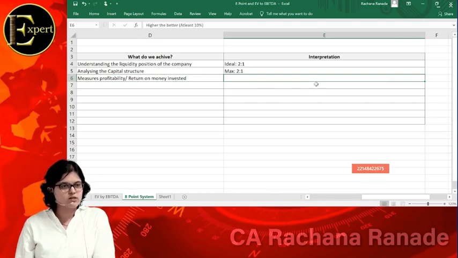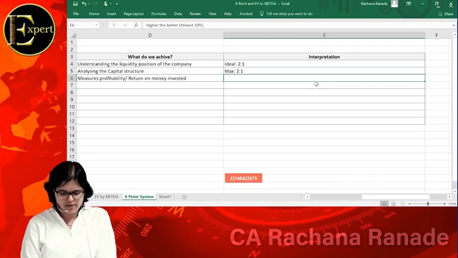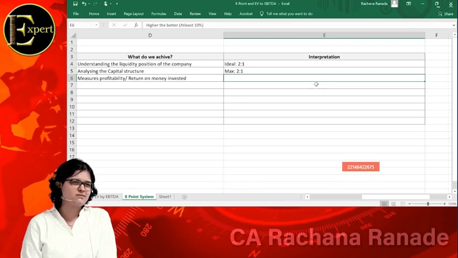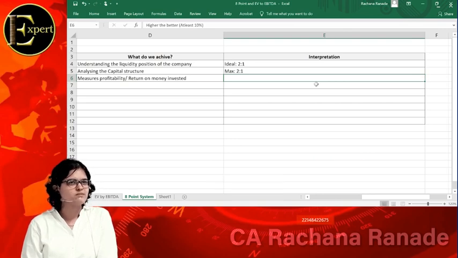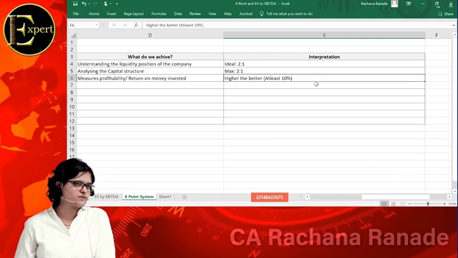What could be the interpretation here? Higher the better, lower the better? Higher the better. And if you remember, I told you what the minimum should be? At least 10%. If you're getting even less than that, better I put it in debentures. So higher the better, but at least 10%.